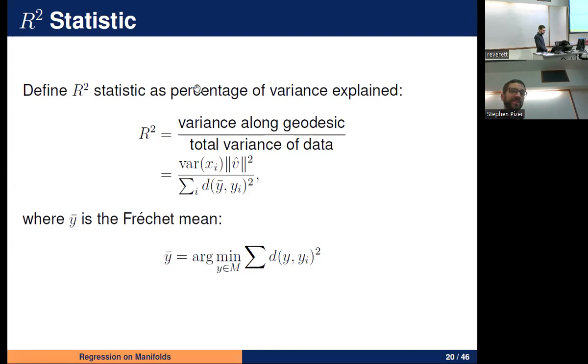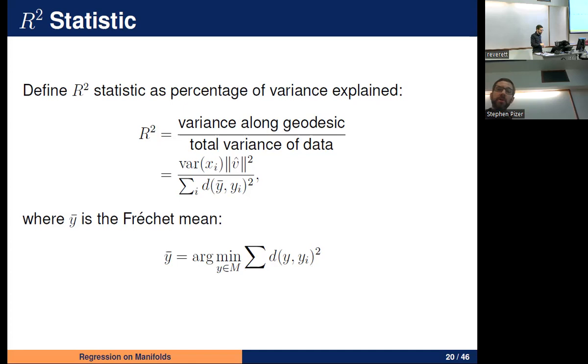The top thing I have here is, in words, what we're computing. If you think about the R squared statistic in just linear regression, it's the amount of variance you capture along the line divided by your original variance of your Y data. So it's like a proportion of the variance that your line has captured. If your line is horizontal, there's no relationship between X and Y, and you get R squared zero. If your data lies exactly on the line, you capture all the variance, and R squared is one. That's the range of R squared. The same thing in the manifold case: we take the proportion of the variance of our data that is captured along the geodesic, between 0 and 1.